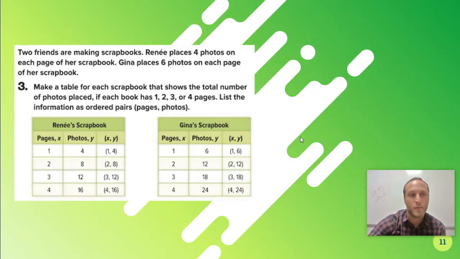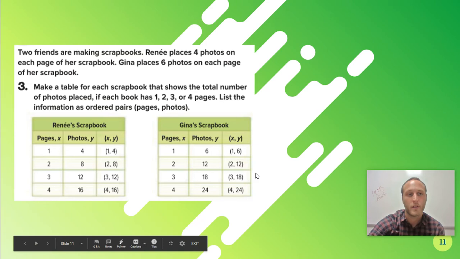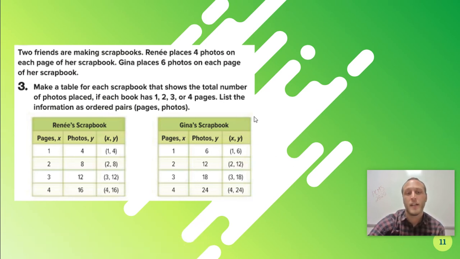Let's do one more example. Two friends are making scrapbooks. Renee places 4 photos on each page of her scrapbook. Gina places 6 photos on each page of her scrapbook. So over here we see Renee's scrapbook, and over here we see Gina's scrapbook. It says make a table for each scrapbook that shows the total number of photos placed, and then we would see how many photos there are for each of the pages.